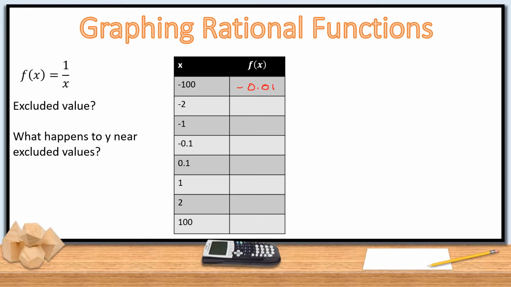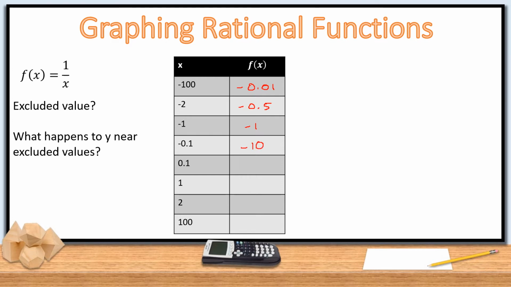If I did negative 2, 1 divided by negative 2, I have negative 0.5. At negative 1, I'd have negative 1. At negative 0.1, I'd have negative 1 divided by a tenth, so that would be 10, and it's negative, so I'd have minus 10.